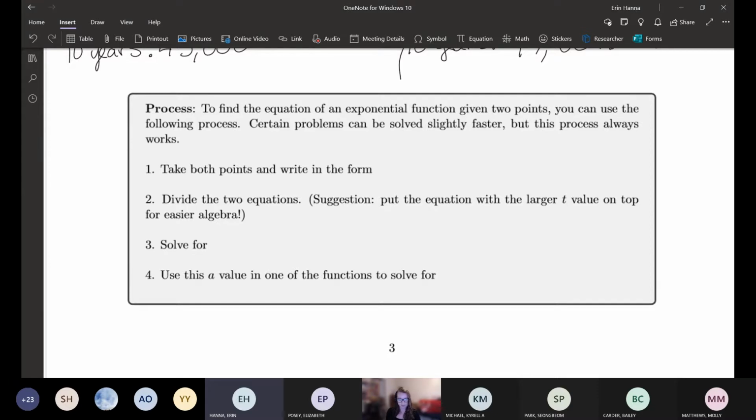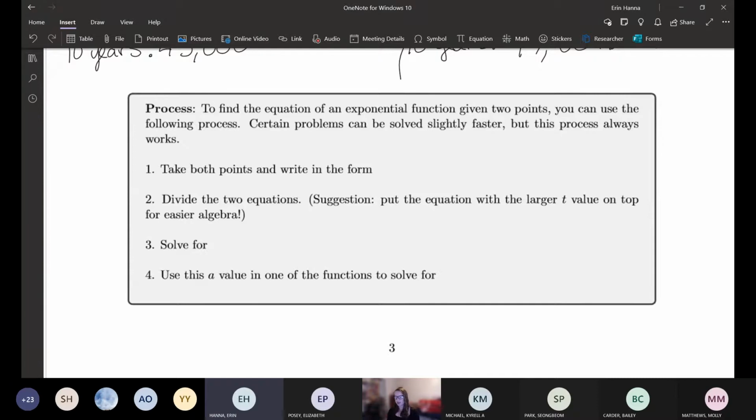If we want to find the equation of an exponential function given 2 points, you can always use the following process. In certain problems, they can be solved slightly faster, and I'll show you that on one of the examples in a second. But this process as written always works. You don't always have to use it, but there are cases where you can speed it up a little bit, and cases where there's no other choice but to do this full process.